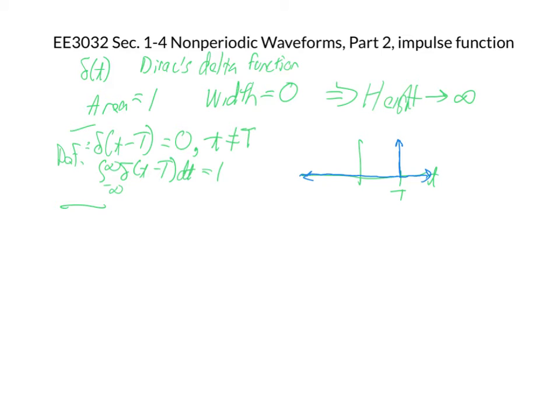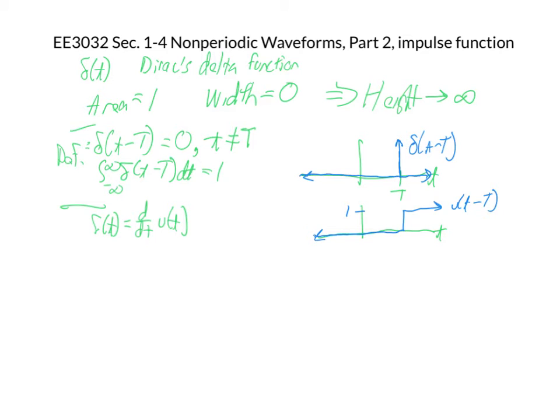Now let's look at delta of t. It can also be considered, and it is, the time derivative of the unit step, which we are already familiar with. So the unit step, if I draw that out, as we know from last time, does this.